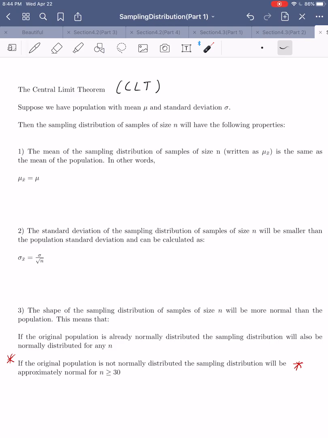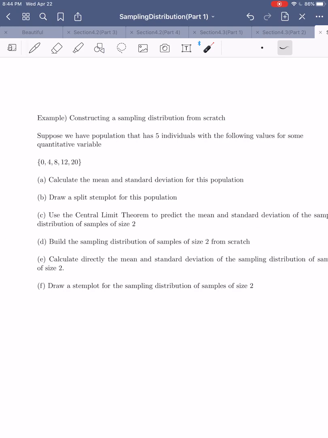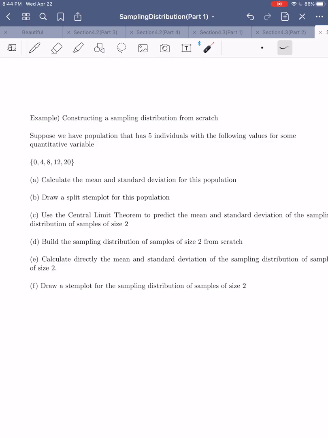So let's go ahead and look at that example. Okay, so for this example, we're going to construct a sampling distribution from scratch. To start off with, we're going to have a population that is absolutely tiny. It only has 5 individuals.